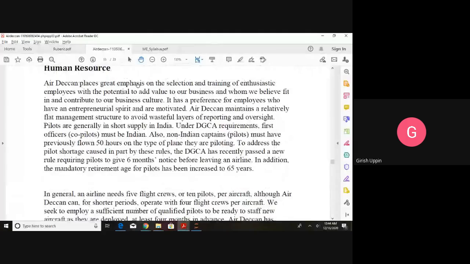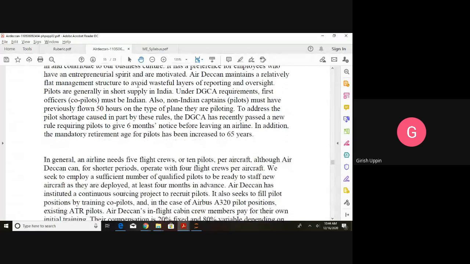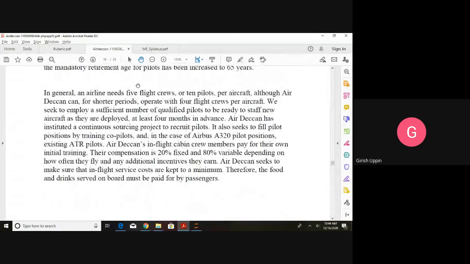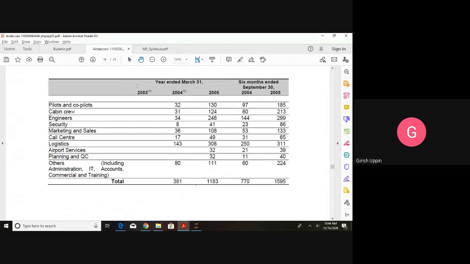Human resource also. Their human resource was limited to whatever is for their core business, and the employees were trained very well, and whatever is the non-core business, it was outsourced to other companies. So these are some stats about the pilots, co-pilots. At end of March 2004, around 381 was their employee total. Then it became 770, 1183, and by the end of September 2005, it was 1595.